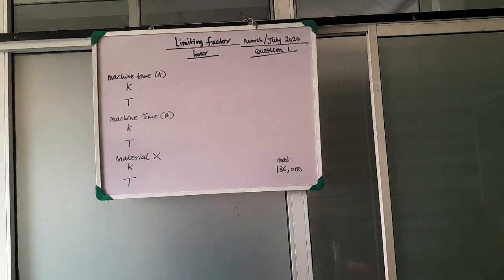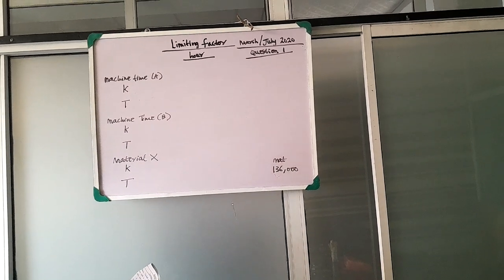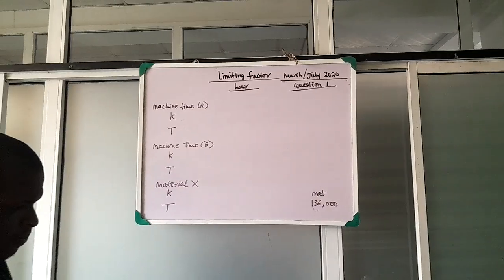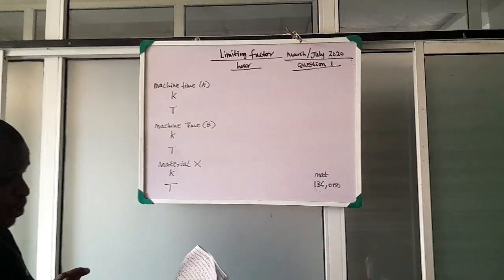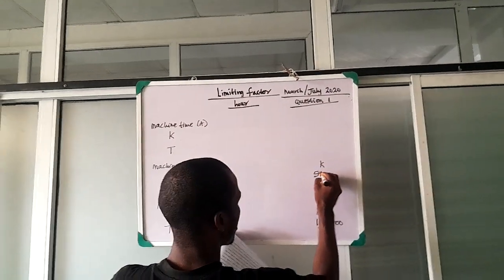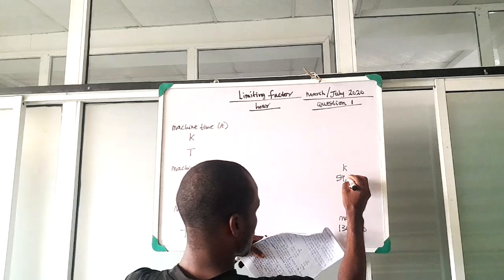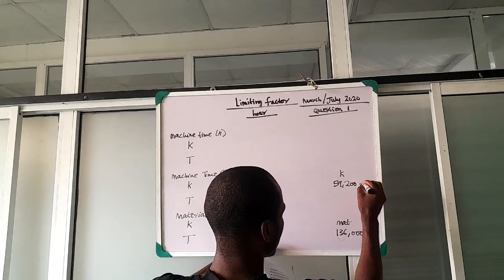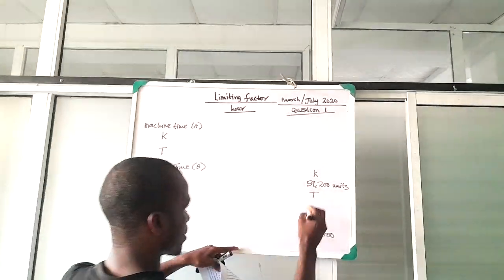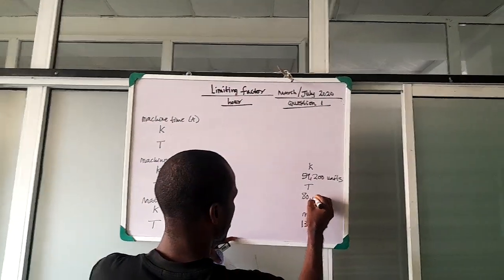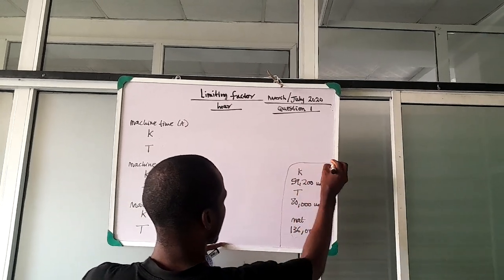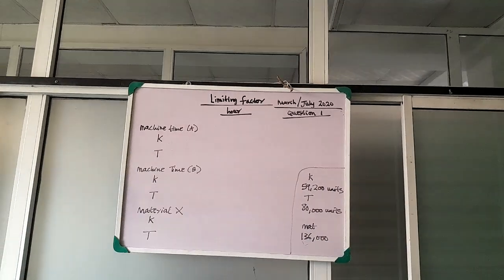Then equally we are limited in units. Market demand is limited to 59,200 units for K. Then T, it is 80,000 units. So these are our limitations.